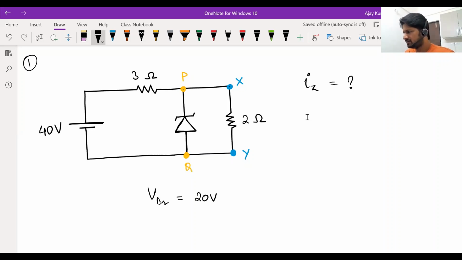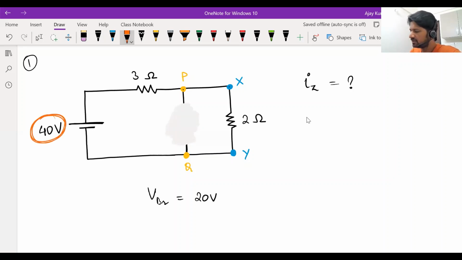See, the Zener diode doesn't always behave in the same manner. It depends on the voltage that appears across the diode. So you should first see what voltage is likely to appear in the absence of the Zener diode. So assume it's not present. We applied 40 volts. There are two resistors, 3 ohm and 2 ohm, connected in series. One of you quickly tell me how much voltage do you see across 3 ohms and across 2 ohms?